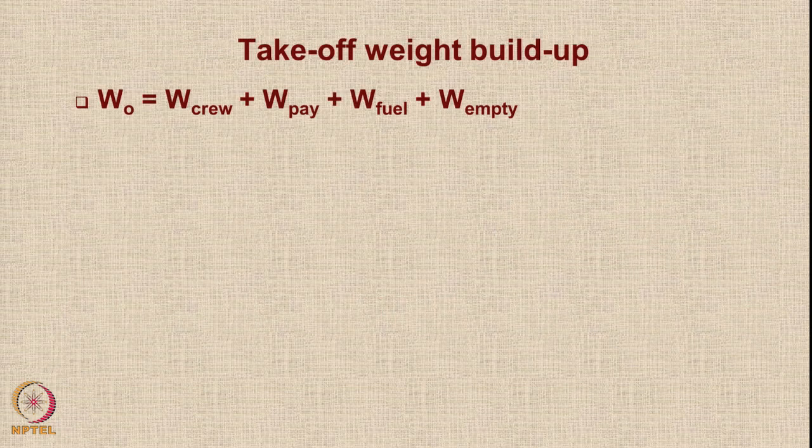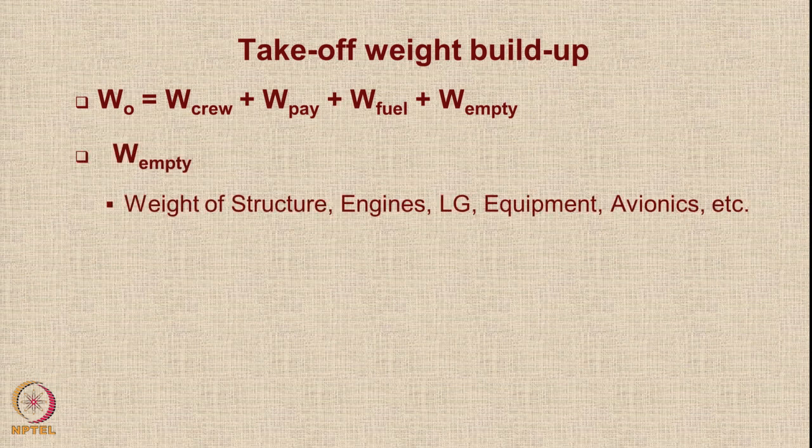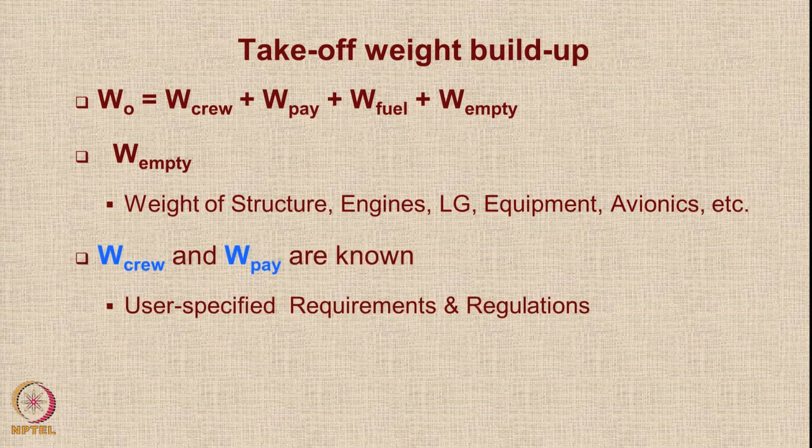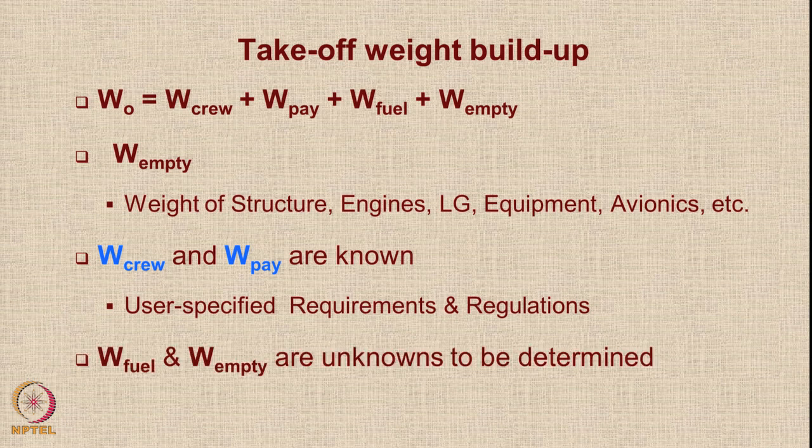Essentially, we know that the gross weight W0 can be considered to be a summation of 4 basic weights: the crew, the payload, the fuel and the empty weight. Of these, the empty weight is basically the weight of the structure, the engines, the landing gear, equipment, maintenance, etc. Now, W crew and W pay are known from the requirements or from the specifications. So, we have to look at W fuel and W empty, the two unknowns which are remaining to be determined.